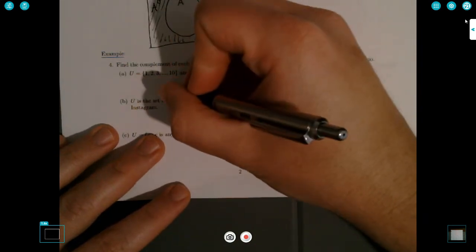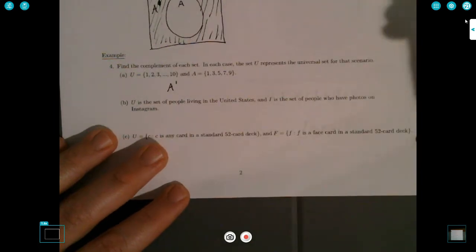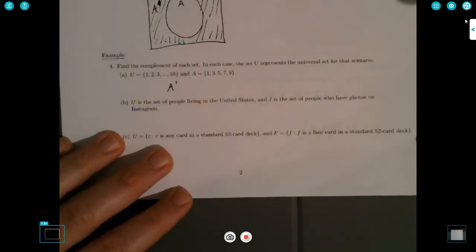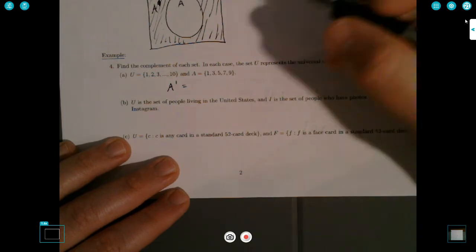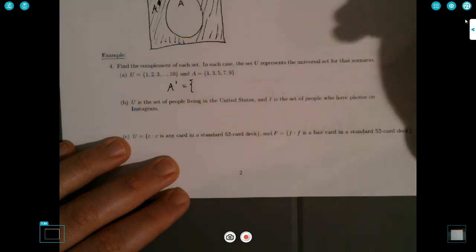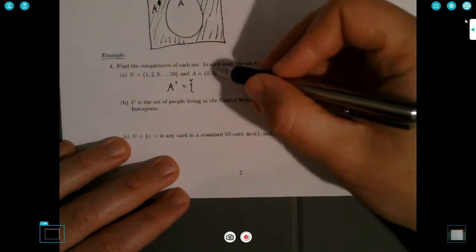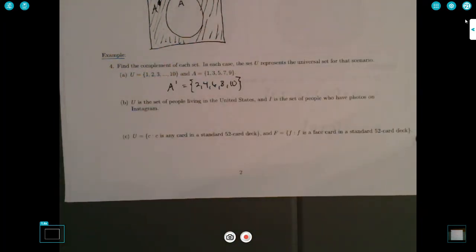So A complement, I wrote an AC up here, but it should be A prime, A apostrophe. Another notation for complement is A to the C power. Anyway, A complement is the thing that completes A. In other words, it's all of the stuff in the universal set that's not in A. So what are we missing from A? We're missing all the even numbers: 2, 4, 6, 8, and 10. So that's A complement.